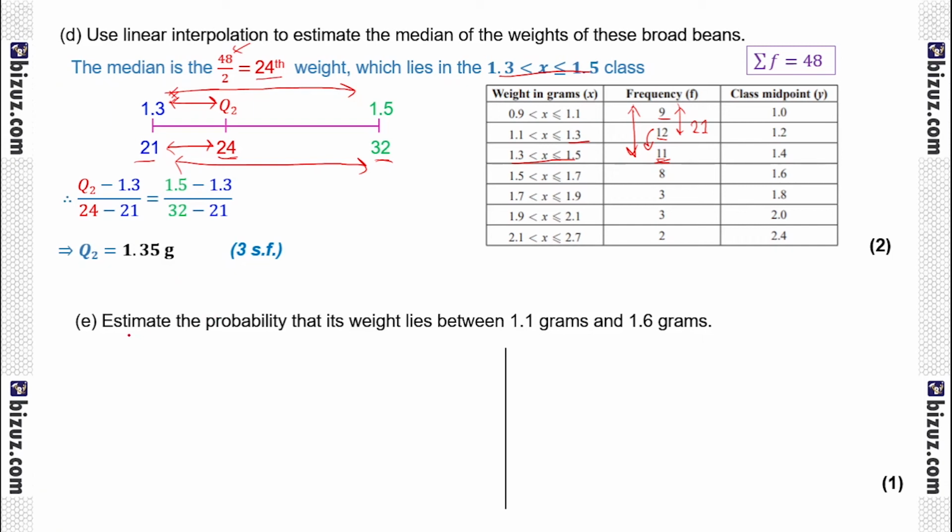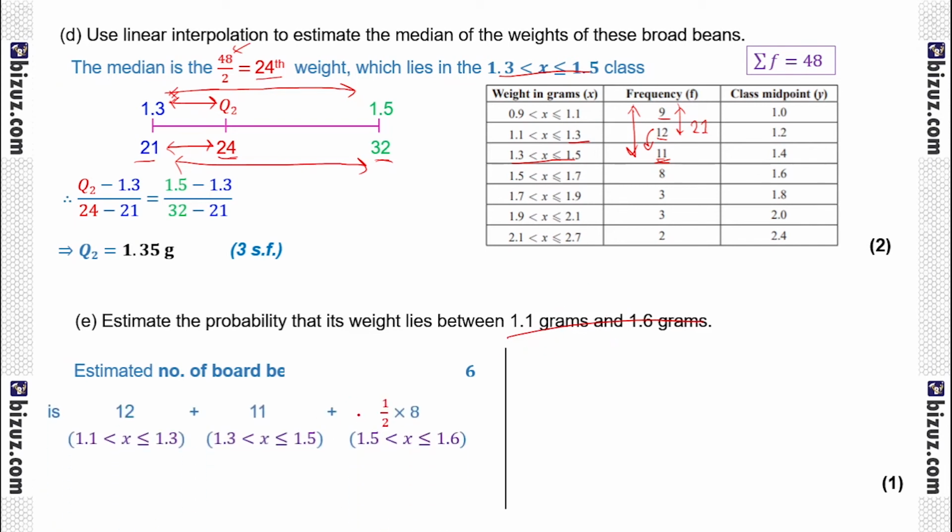Part E. Estimate the probability that its weight lies between 1.1 grams and 1.6 grams. Now, the estimated number of broad beans between the limits they're saying, we need to estimate. How am I finding this? We basically need to take the sum of all the frequencies. We need to add up all the frequencies beginning from 1.1 and ending at exactly 1.6.